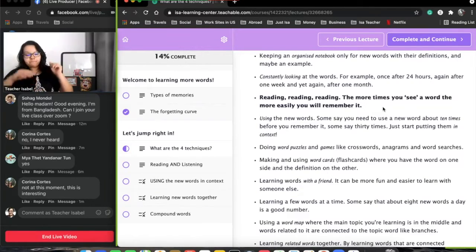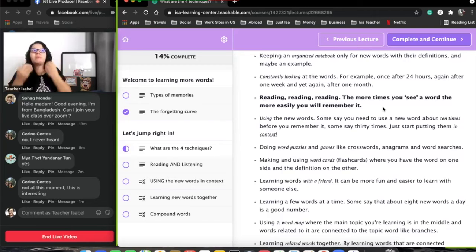The second way, or another way, is to constantly look at the words. And that's exactly what I've been talking about this whole time, so I won't go into that too much. Another way is reading, reading, reading. The more times you see a word, the more easily you'll remember it. That's not to say that you're reading a children's book that has the same words in it again and again.